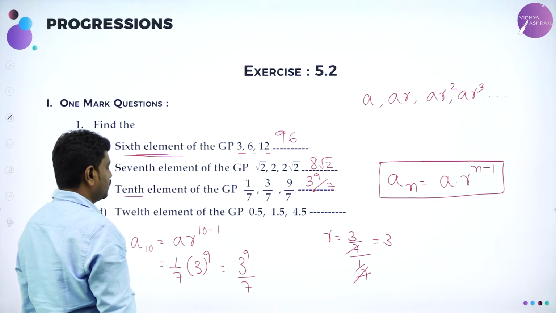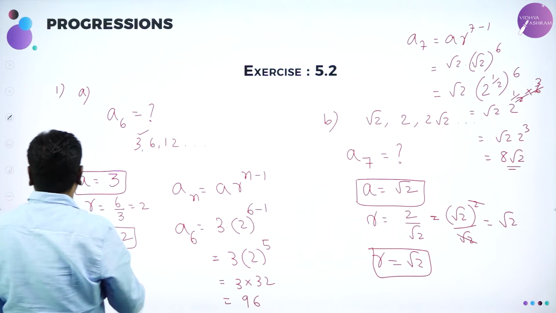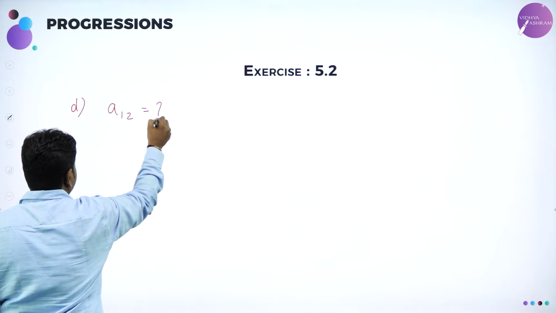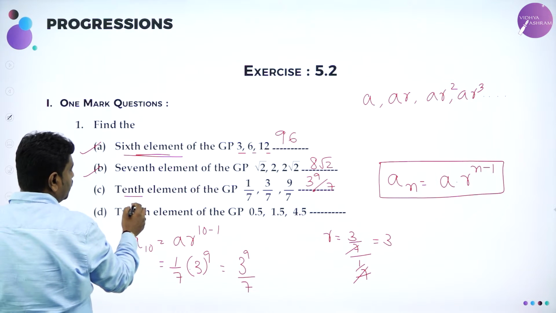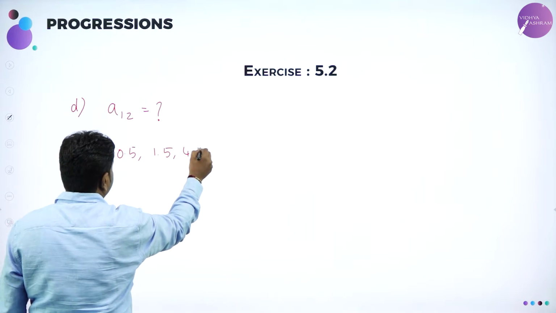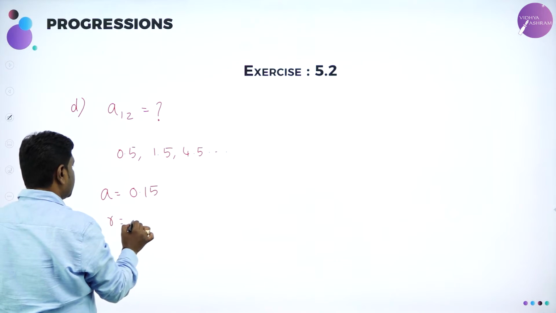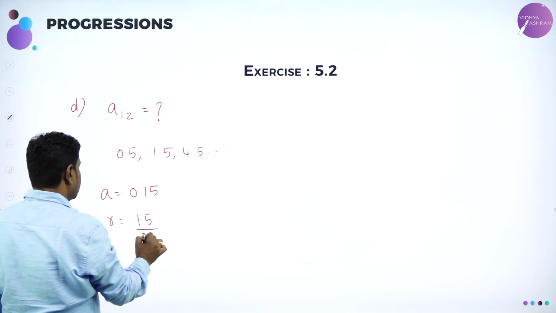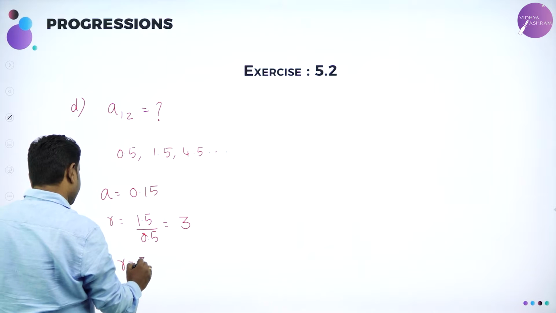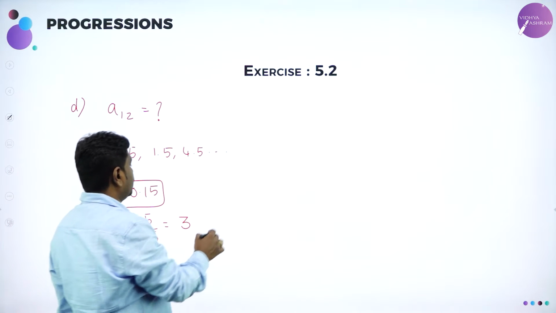Next, the 12th element of 0.5, 1.5, 4.5. So now they want the 12th element, A12. A12 is the question mark. And what is the series? They give 0.5, 1.5, 4.5, and so on. So what is A here? The first term, 0.5. What is R here? The common ratio is 1.5 by 0.5, 15 by 5 is 3. The common ratio is 3. You have first term 0.5, common ratio 3, and they want the 12th term.